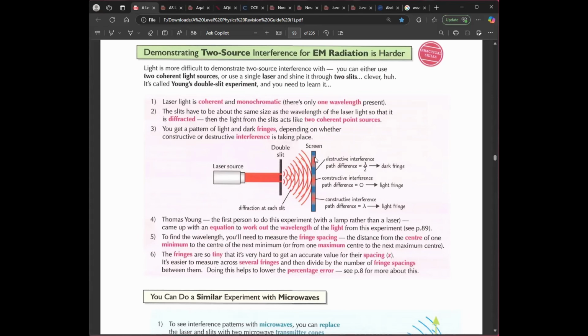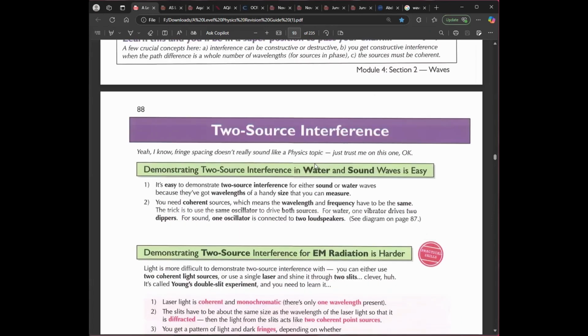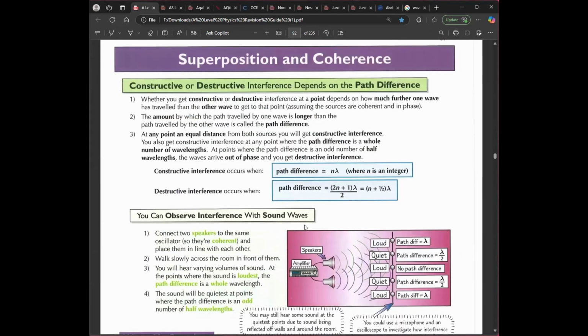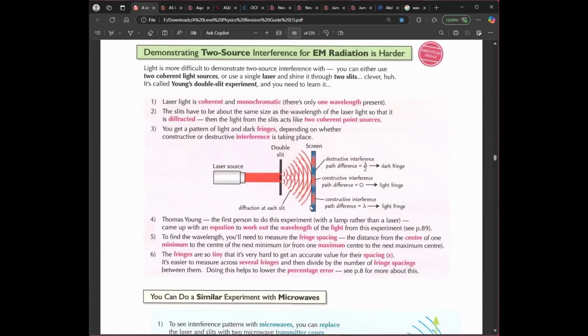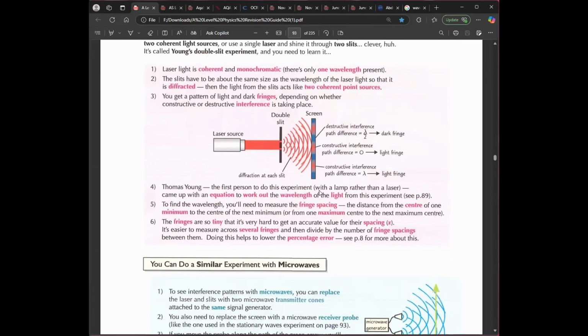Then this one is a bright spot, so since this had 0, this should have a path difference of lambda. Then again the dark spot should have an odd multiple of lambda by 2, so it's 3 times lambda by 2. So that is how you see constructive and destructive interference following these equations. That is why you see this kind of pattern on the screen when you perform the double slit experiment. I hope this makes sense.